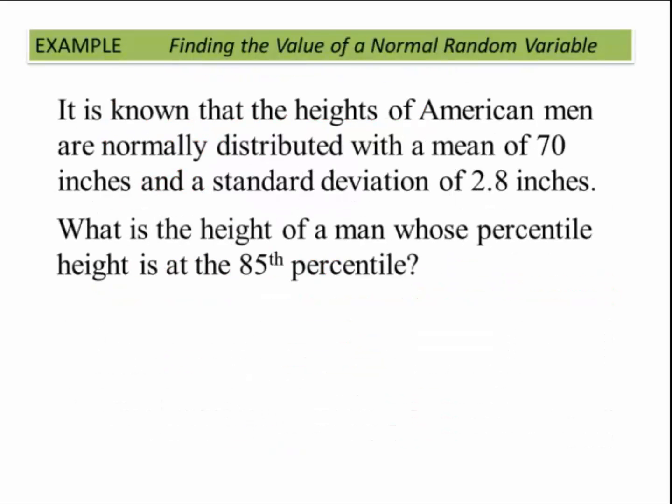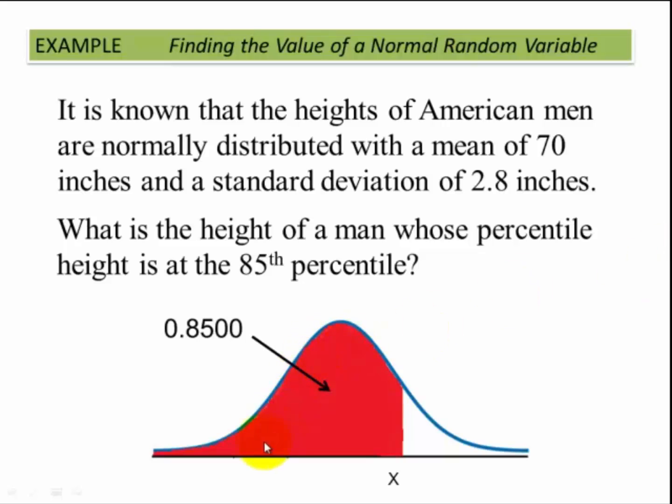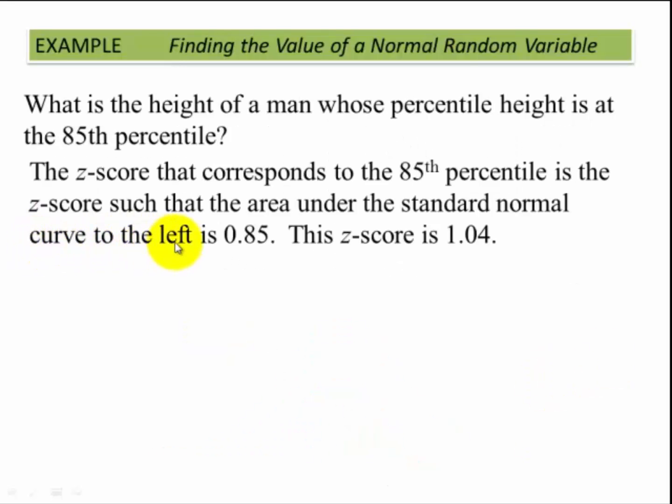Let's look at an example. What is the height of a man whose percentile height is at the 85th percentile? In this problem here, we're given a percentile. This relates to area. So if we look at the picture, we see that the area here, we want to find what height where 85% is less than or equal to that value. Look in table 5 to the closest thing to this value, 0.8500. Looking this up, we end up with a z-score of a positive 1.04, and this agrees with our picture that the z had to be a positive number.